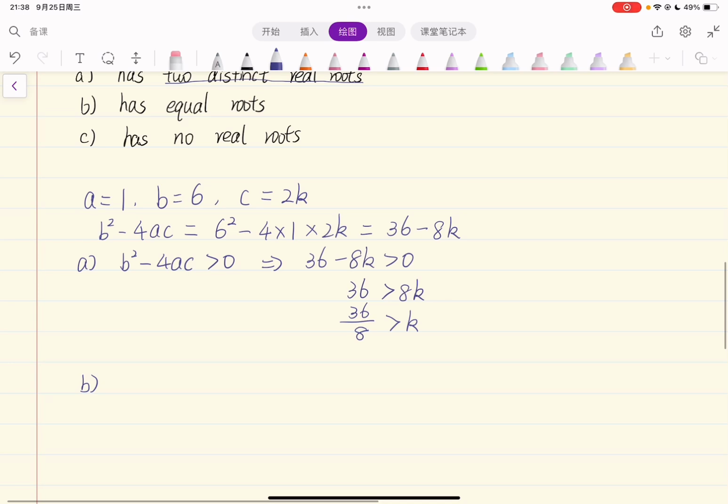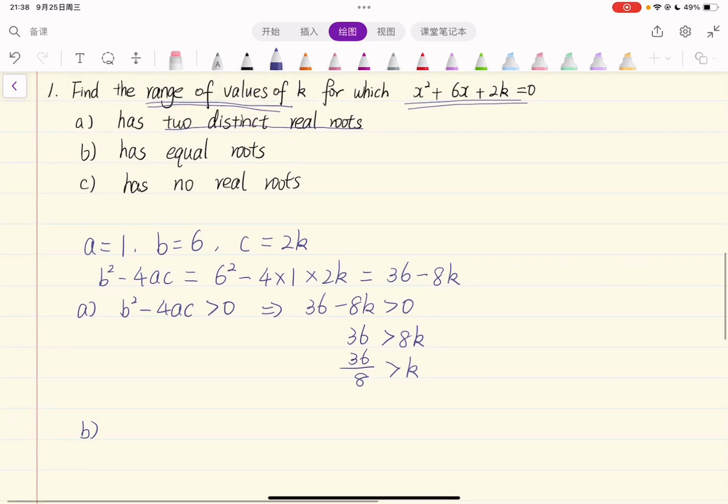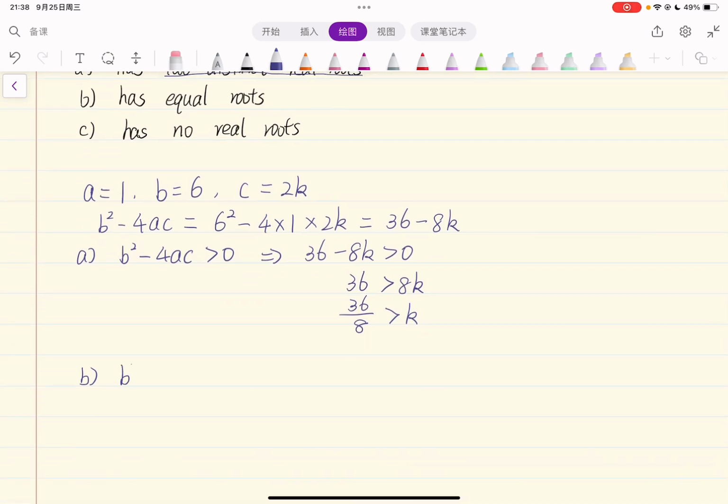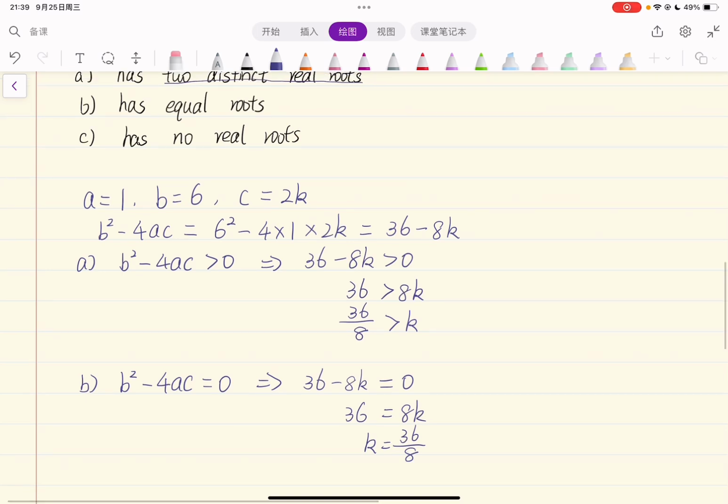Now, part B said that it has equal roots, which means it has one repeated root, so the discriminant equals 0. b squared minus 4ac equals 0 implies that 36 minus 8k equals 0. So 36 equals 8k, k equals 36 over 8. That is when the equation has only one repeated root. Also, it has equal roots.